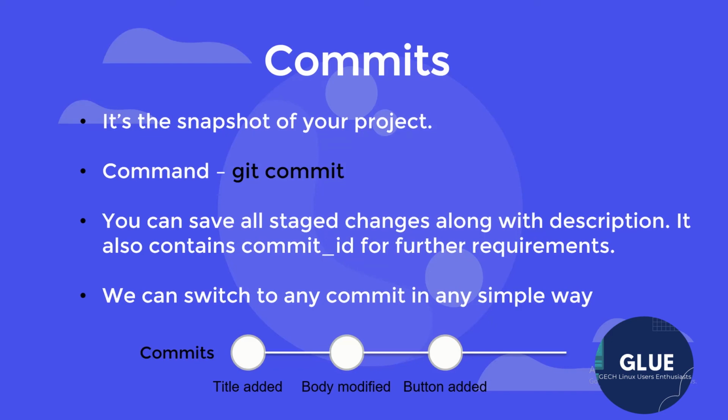A commit is considered a snapshot of your project, where a new version of the project is created in the current repository. Using the command git commit, you can save all the staged changes along with a brief description from the user in a commit to the local repository. Along with it, it generates a commit ID for future references.